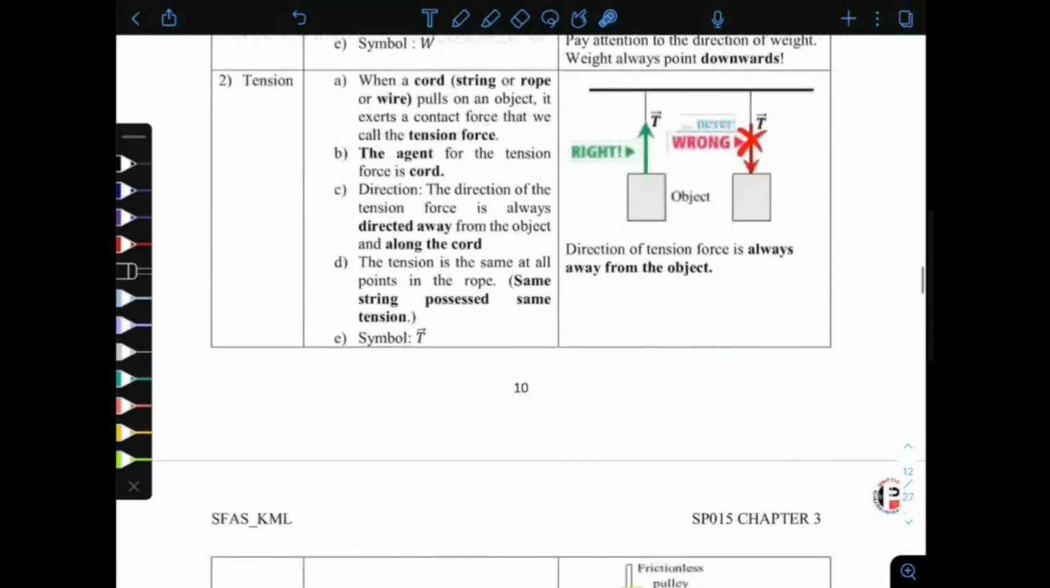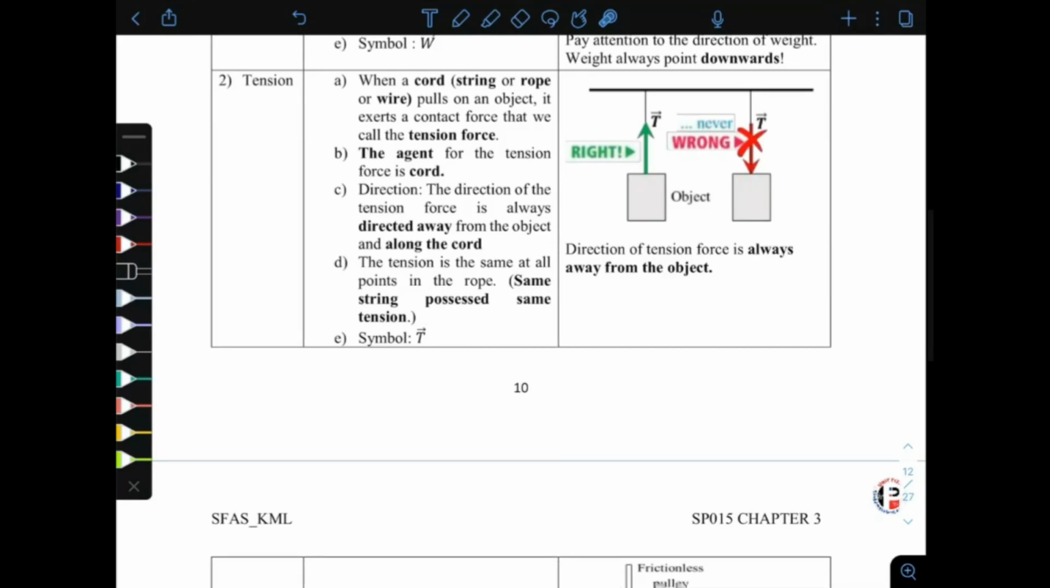Okay, the next force that we're going to look at is tension force. Jenis force seterusnya adalah tension force. When a cord, string or rope or wire pulls on an object, it exerts a contact force that we call tension force. When you have any object being attached or being pulled using a cord, you can experience tension on that particular cord.